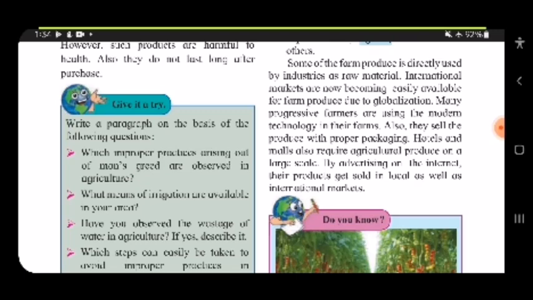Hotels and malls also require agricultural produce on a large scale. That means where there are hotels, they also need vegetables and fruits, right? So by advertising on the internet, their product gets sold in local as well as international markets.